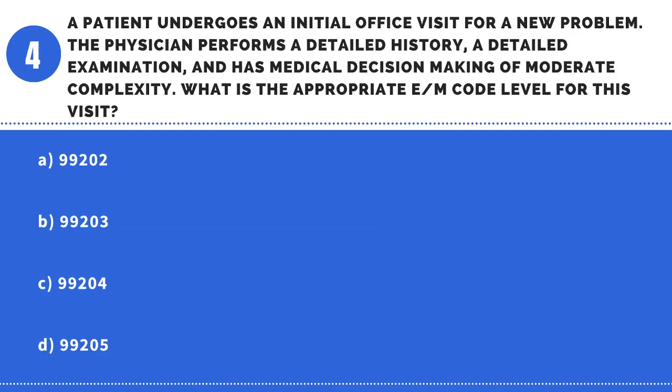Question 4. A patient undergoes an initial office visit for a new problem. The physician performs a detailed history, a detailed examination, and has medical decision-making of moderate complexity. What is the appropriate E/M code level for this visit? A. 99202. B. 99203. C. 99204. D. 99205.